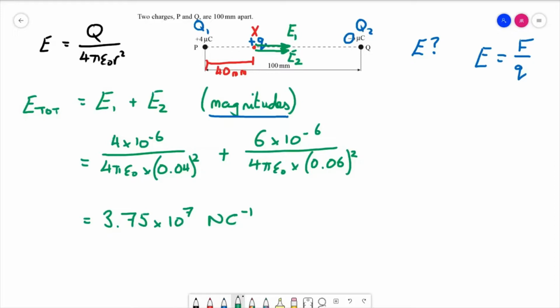As a direction, that electric field strength will be acting to the right. The positive is therefore implied in the answer. What we can see then is that if we have two opposite charges, in between we will get a point where the net potential, the total potential, is zero, but at that point we will still have an electric field.